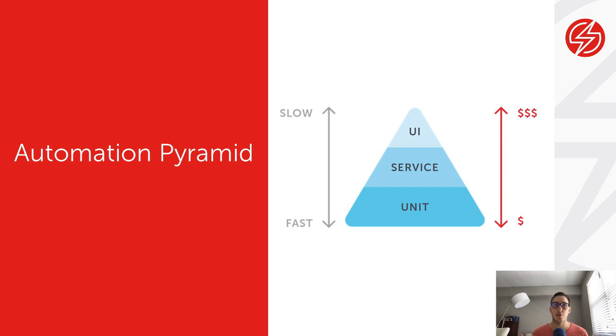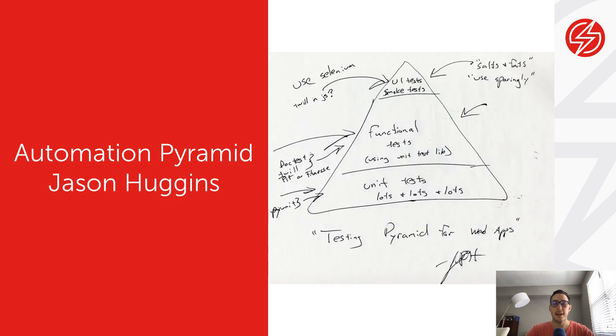So that is one of the reasons why we want to be trying to follow the automation pyramid and using it as a guide for all test automation that we do, including UI automation. There's this other test automation pyramid that I find extremely interesting because it was created by Jason Huggins.